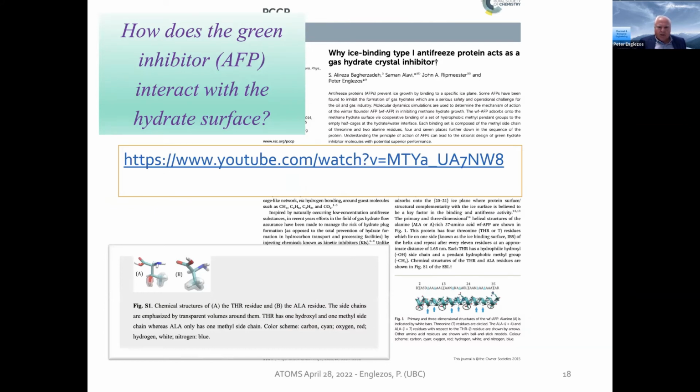So we looked at the winter flounder antifreeze protein that is shown here in figure 1. It has 2 residues: a threonine residue that has an OH and a CH3 group, and the alanine residue, which has just a methyl group, CH3. You can see here in the structure the 4 threonine residues, and the arrow showing the alanine residues: if the threonine is at position I, then the alanine is at position I+4 and I+7. And it is these residues that interact with the hydrate surface.